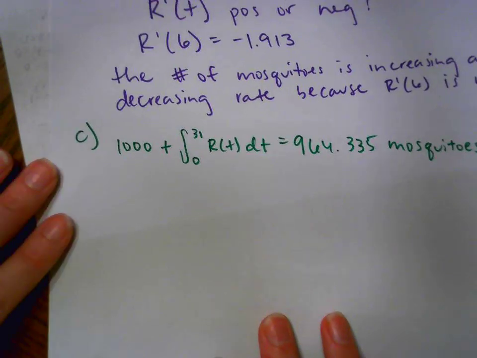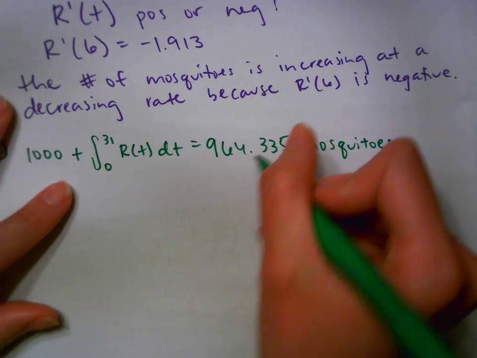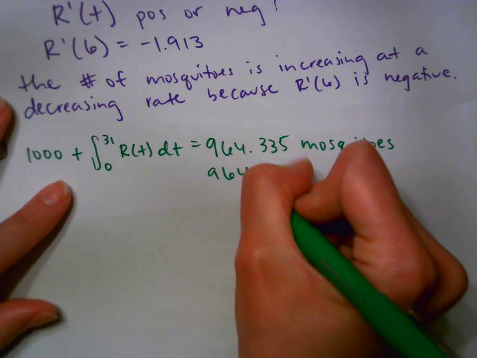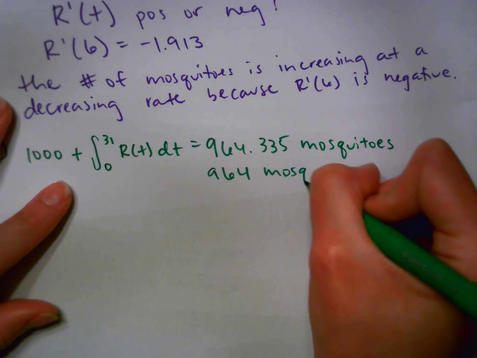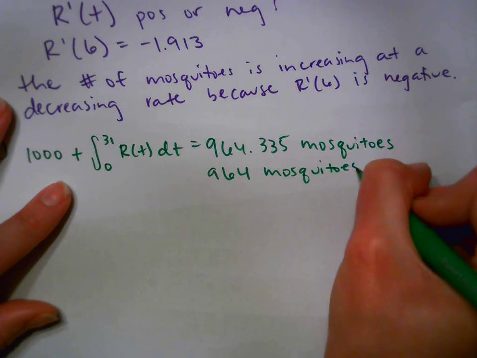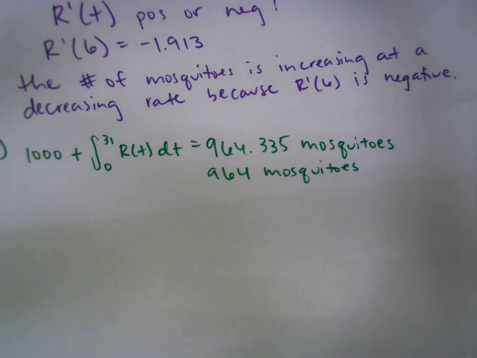And then does it say to round it? Round to the nearest whole number. So I should have actually said, what if you round that? It would be 964 mosquitoes. I don't know if they would take off if you forgot to do that, but I should read instructions.